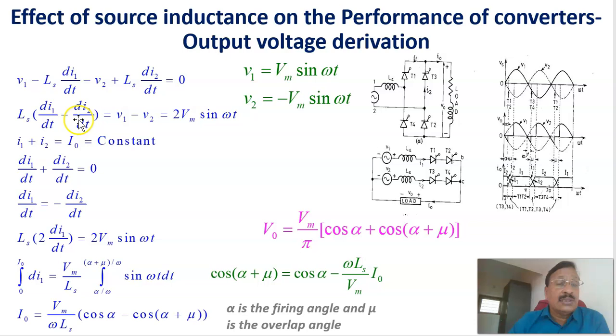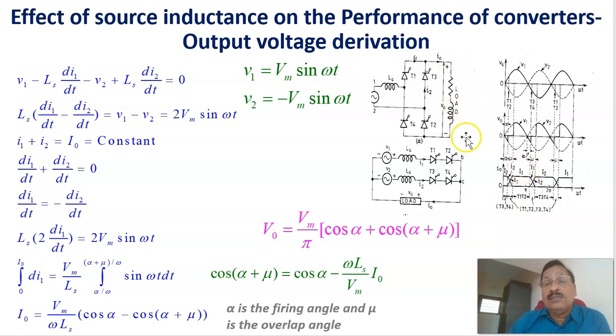Substituting this in this equation, we get Ls into 2 times di1 by dt equal to 2Vm sin omega t. The 2 cancels. Or again, we can separate the current: di1 equals Vm divided by Ls integral of sin omega t. We are integrating this. The current is changing from 0 to I. The current is building up from 0 to I, therefore 0 to I0.